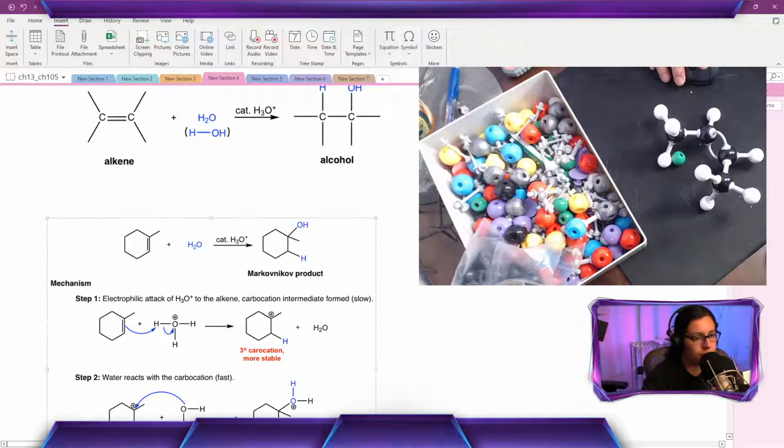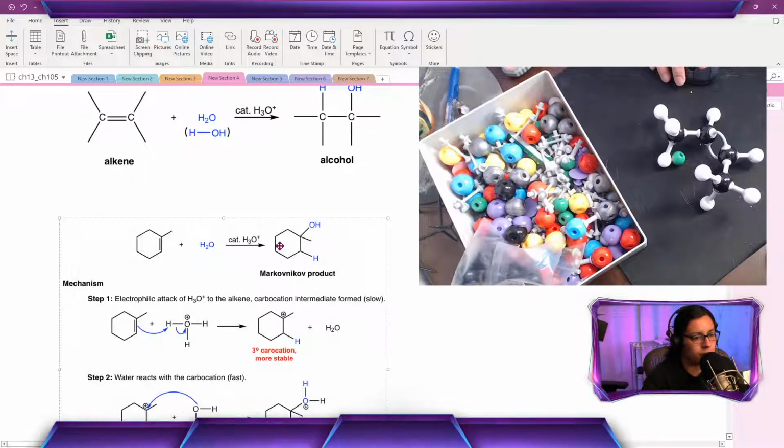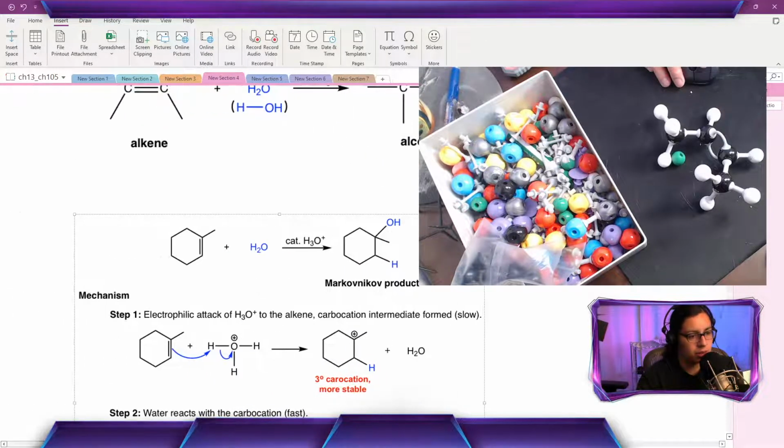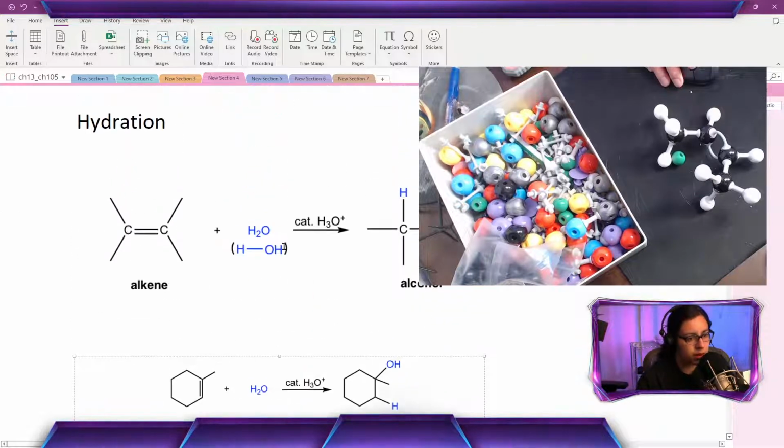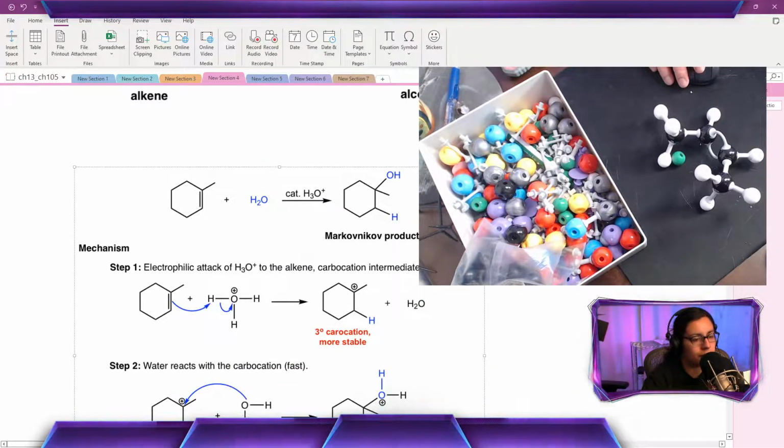So now we're looking at hydration. Hydration, once again, follows a similar pattern here. Now let's look at the mechanism. For hydration, we're just going to add water across. We could also add methanol or ethanol, something else like that. And so let's check out the mechanism.